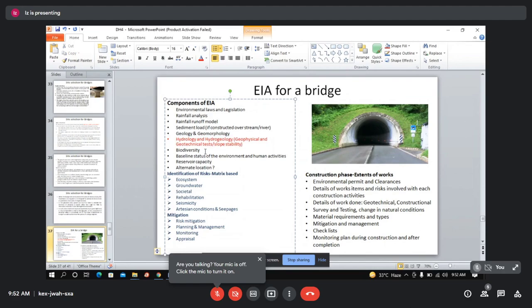Okay. Again, biodiversity is altogether a different sphere. So there are specialists in the team who look around for biodiversity.